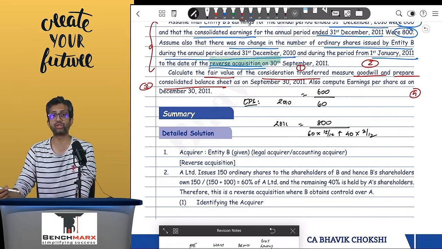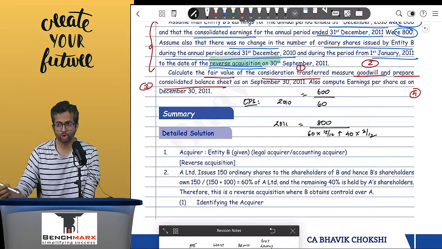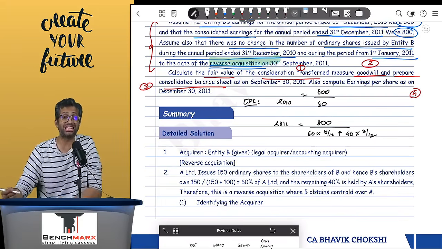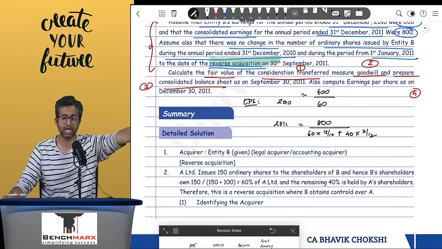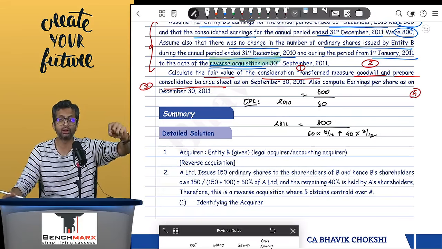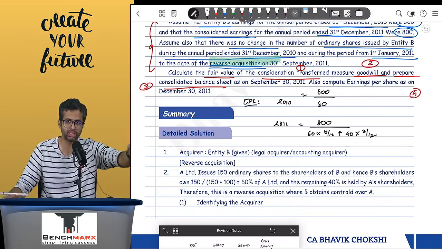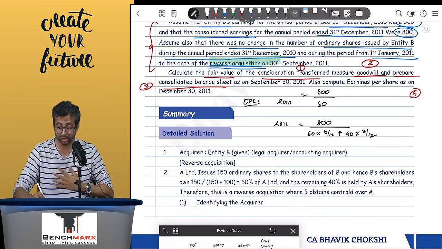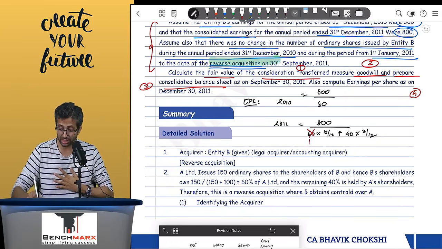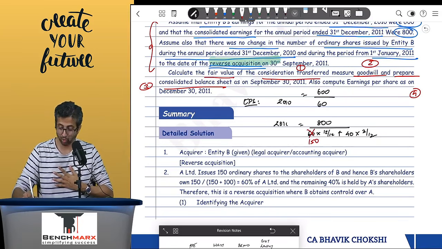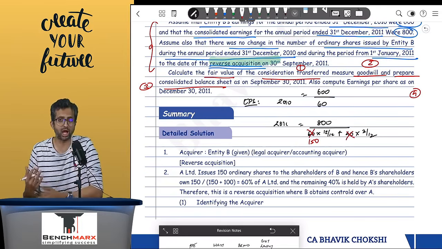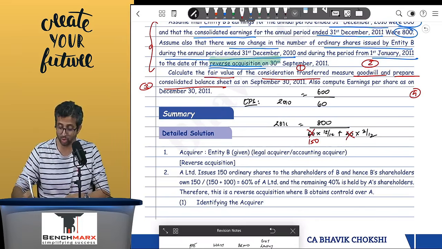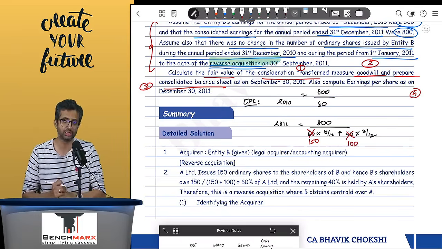Well, it is 250 shares of A, and hence under this method you are required to find the EPS based on the equivalent number of shares in A. As a matter of fact, we have 60 shares in B, but 60 shares in B are equivalent to 60 into 2.5, that is 150 shares in A. So instead of taking 60, we will take 150. 40 shares in B are equivalent to 40 into 2.5, that is equal to 100 shares in A.